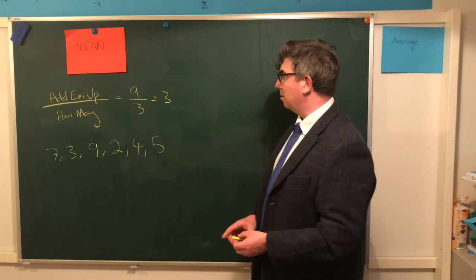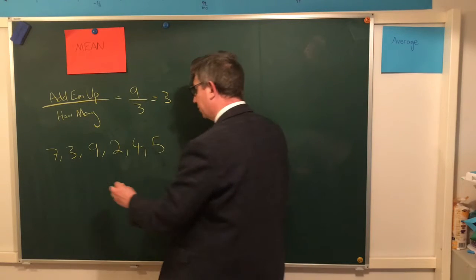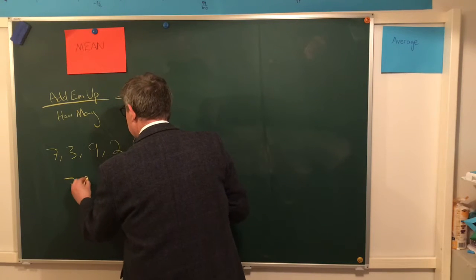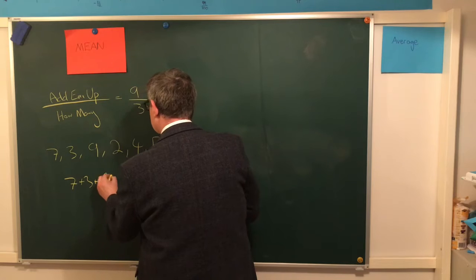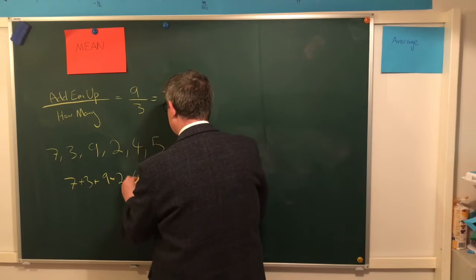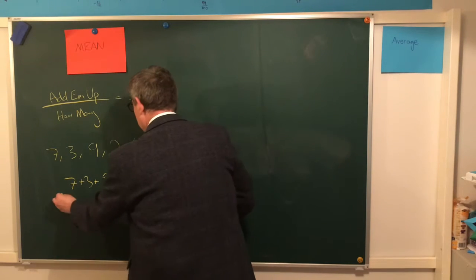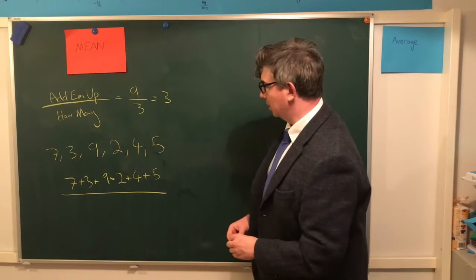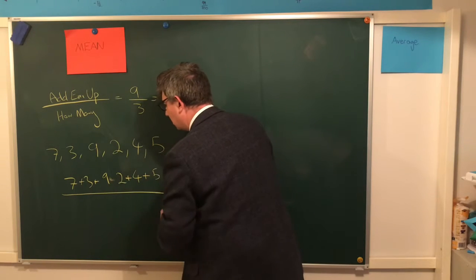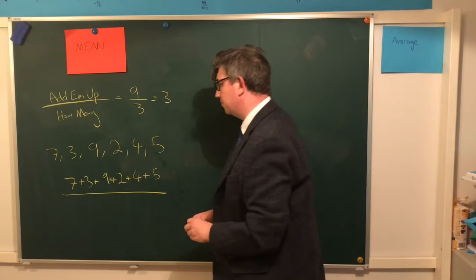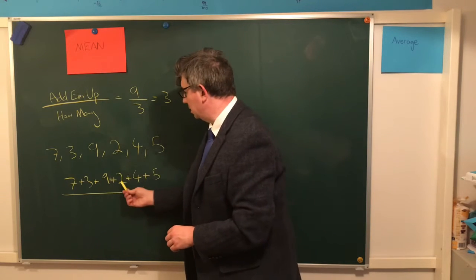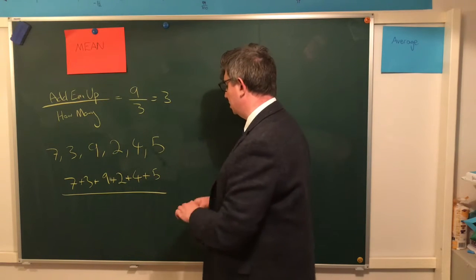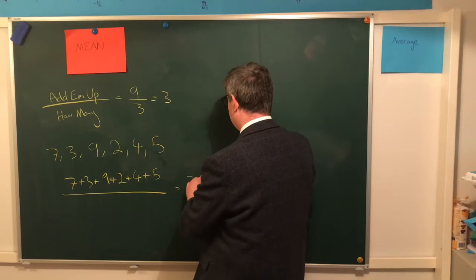So first job is add them up. So we go 7 plus 3 plus 9 plus 2 plus 4 plus 5. It's a bit of a wonky plus there, isn't it? Okay, so that's going to be 10, 19, 21, 25, 30. So on the top I have 30.